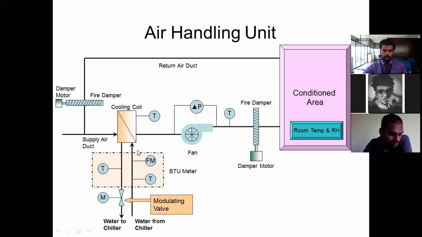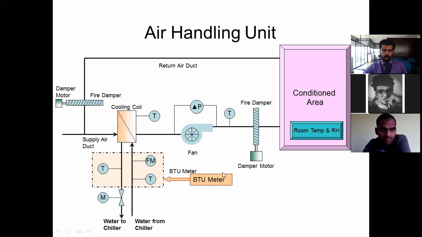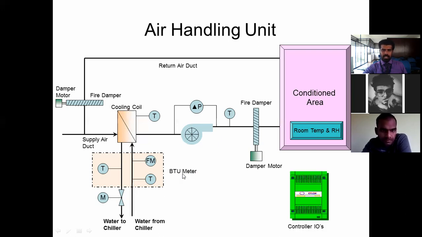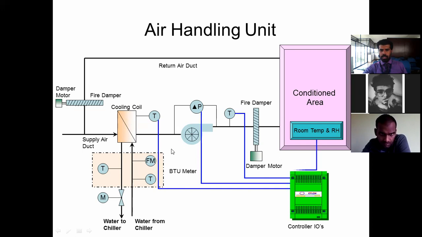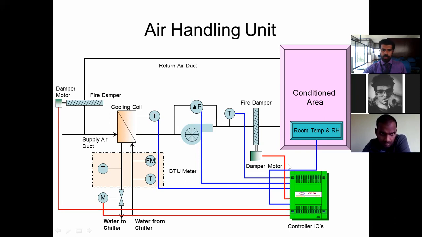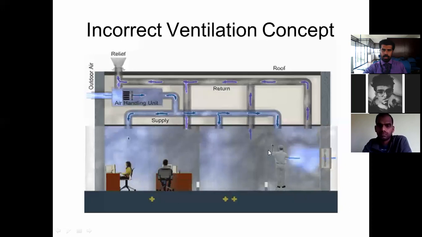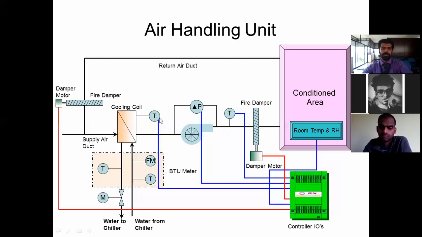With a modulating valve, we can adjust the flow of the water. A BTU meter, the thermal unit meter, is there too. These can all be connected to the controller. If it is automatic, we can control everything with an electrical controlling unit, with the help of sensors. So let's leave it at that.